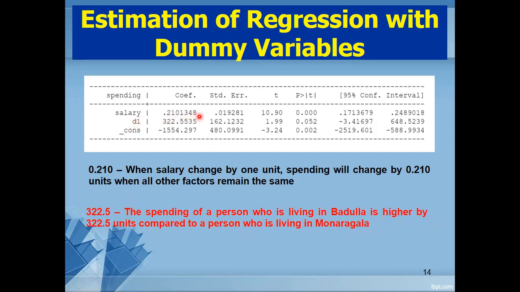Again, I'm interpreting this coefficient. The spending of the person who is living in Badulla is higher by 322.5 units compared to a person who is living in Monragala.